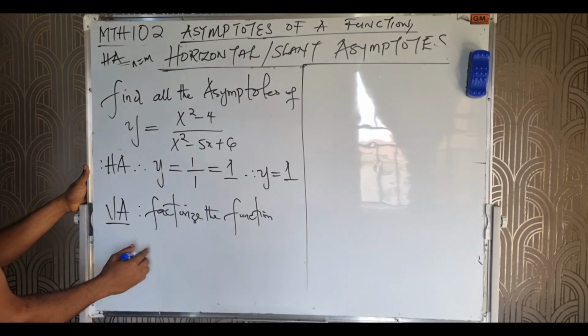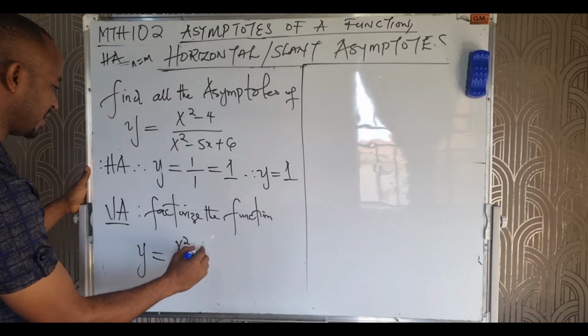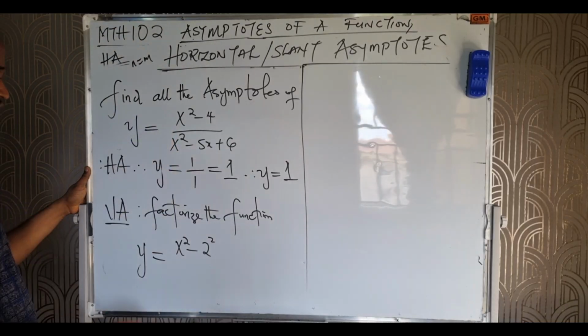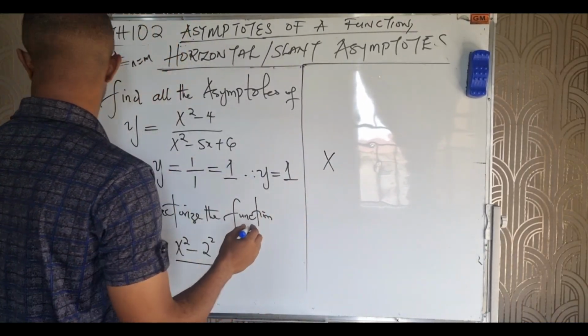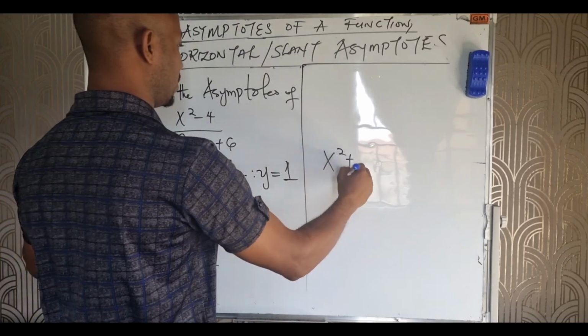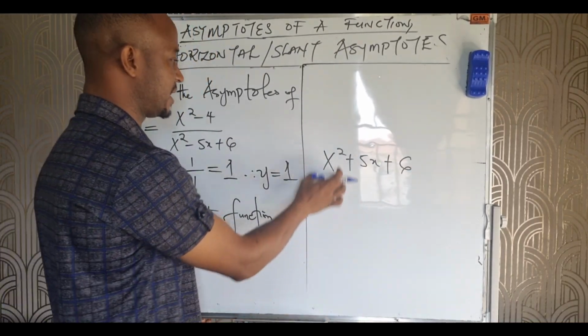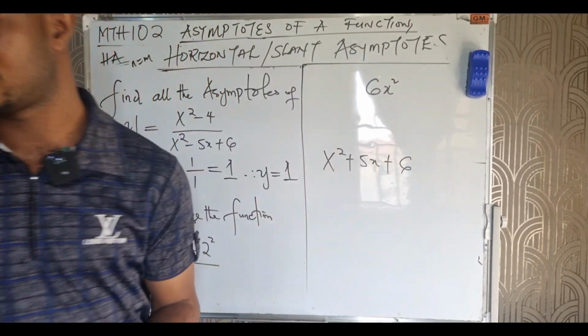Okay. When we factorize, that will give us y equals, here we have s squared minus 2 squared. I can apply the principle of difference of two squares here. Divided by, let's factorize this and see. The denominator here we have s squared minus 5s plus 6. So when you multiply the first term by the last term, that will give us 6s squared.